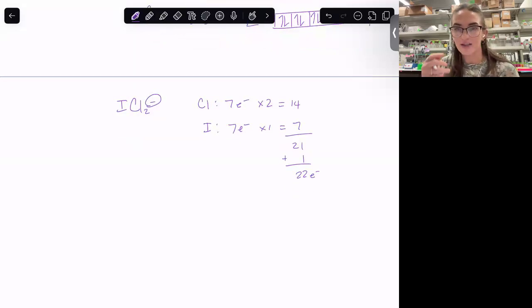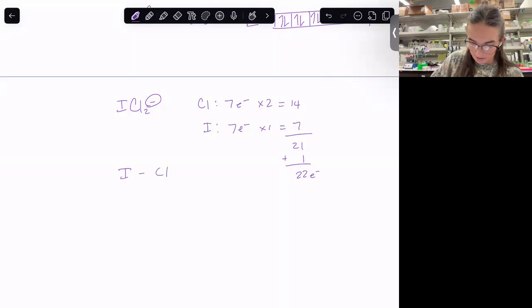If something is by itself, that's usually going to go into the center, and then the least electronegative is going in the center. So iodine is going to be the center. And we have 2 bonds of chlorine going out to either side. Those are going to take 2 electrons each. So that's 4 electrons that we're using. So we have 18 left over.